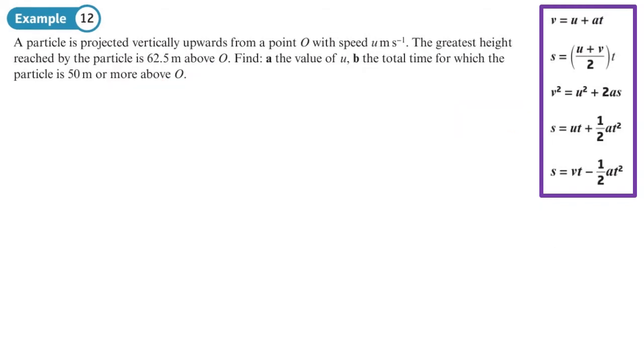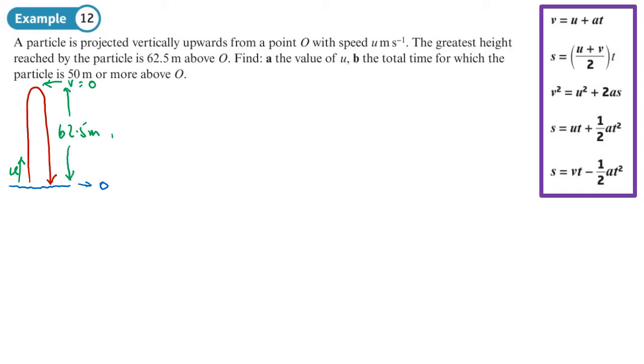Okay, so we've got a particle that's projected upward from a point O. So let's call this O here. At a speed of u meters per second. Okay, so let's call this u. And the greatest height, so up here, greatest height, so v equals 0, reached by the particle is 62.5 meters. Okay, so that's a distance of 62.5.